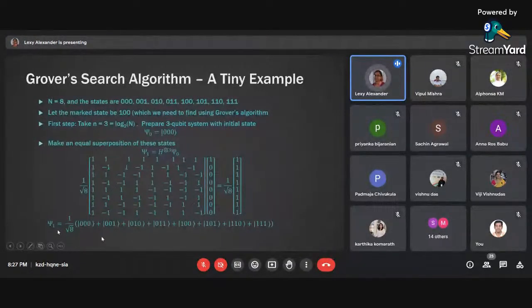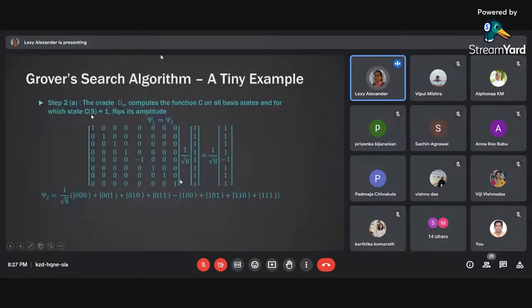Now what do we have to do? We have to apply the oracle UW. I cannot show it over here, but it will compute on all the inputs, and the state which gives f equal to 1, it will flip its amplitude. This is the fifth element, so the fifth element will be -1 for flipping. Everything else is unaltered, so it will be 1, 1, 1. It is like a diagonal matrix, so it flips only that sign. So 1 by square root of 8 times 1, 1, 1, 1, then -1, 1, 1, 1 will come.